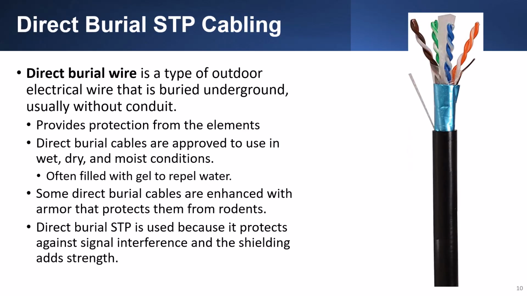Direct burial wire is a type of outdoor electrical wire that is buried underground, usually without conduit. It provides protection from the elements. Direct burial cables are approved for use in wet, dry, and moist conditions. It is often filled with gel to repel water. Some direct burial cables are enhanced with armor that protects them from rodents. Direct burial STP is used because it protects against signal interference and the shielding adds strength.